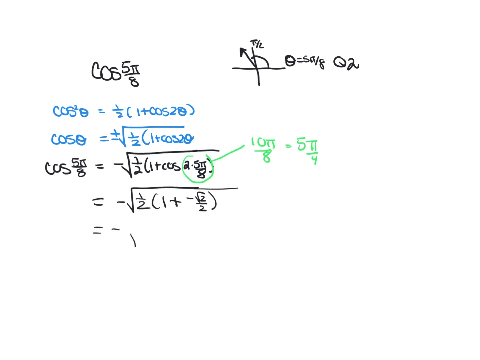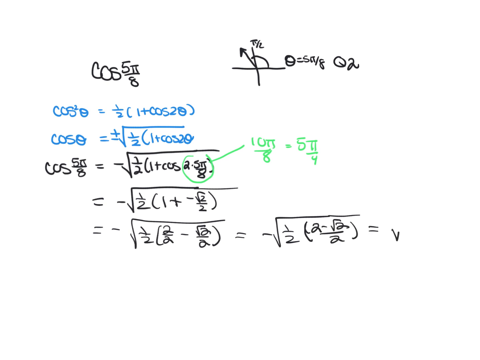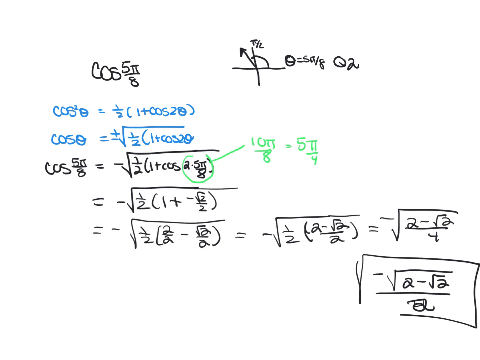So now I have equals negative root of 1/2. I'm going to change the 1 to a 2 over 2 minus root 2 over 2. Combine the fractions and get 2 minus root 2 all over 2. Multiply that 1/2 in, so I get 2 minus root 2 on top all over 4. And then I can take the square root of the bottom and the top separately. So my final answer is negative square root of 2 minus root 2 on top all over 2, because the square root of 4 on the bottom is 2.